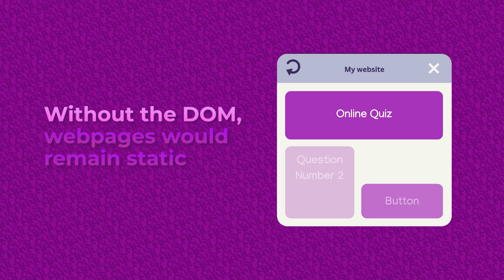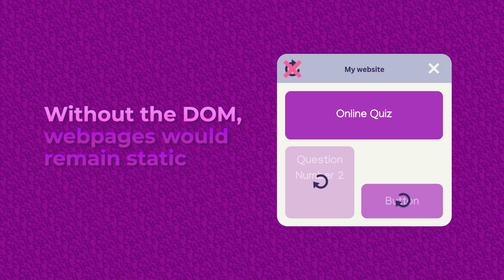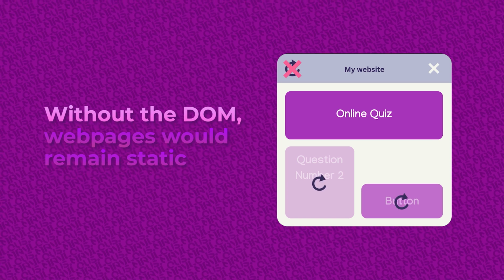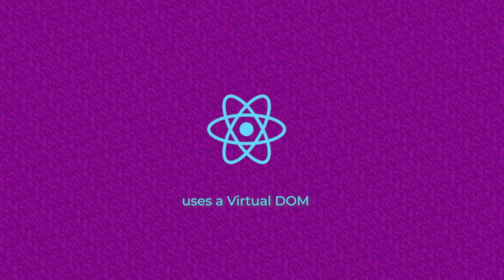Without it, web pages would remain static after they initially loaded. By using the DOM, developers can update the page in response to user actions, such as clicking buttons, submitting forms, or scrolling. The DOM also matters for frameworks and libraries. JavaScript frameworks like React, for example, use a virtual DOM to manage updates more efficiently.